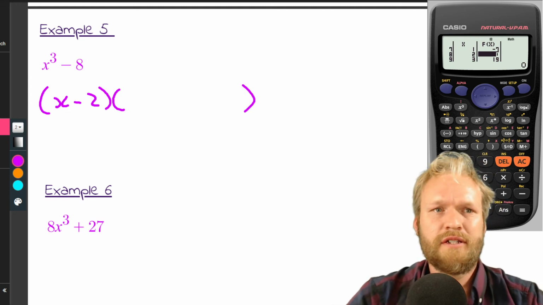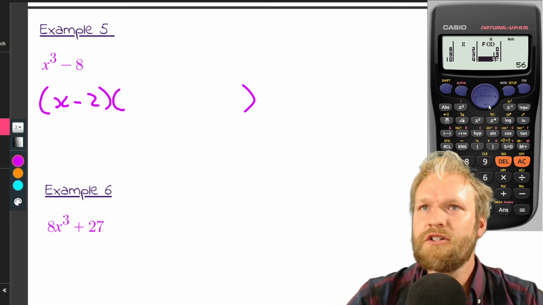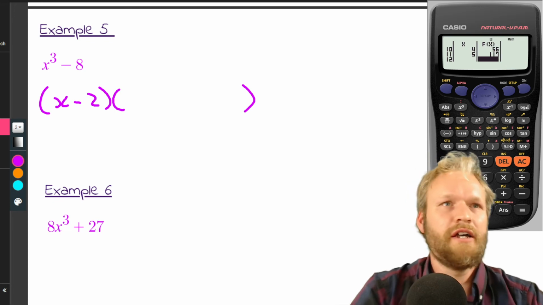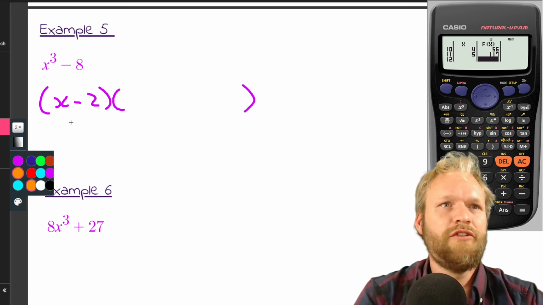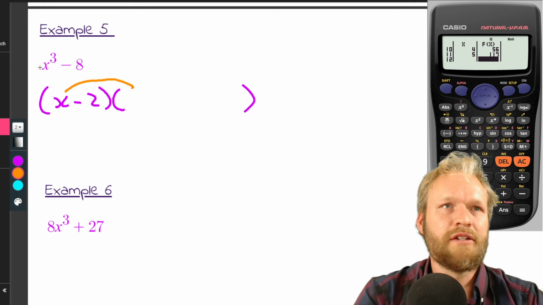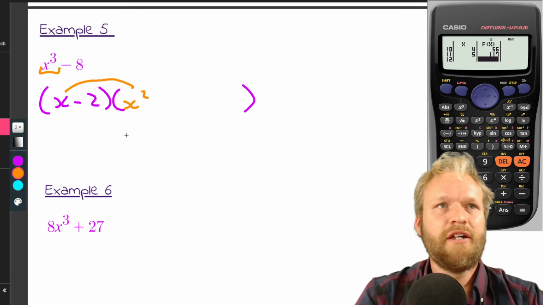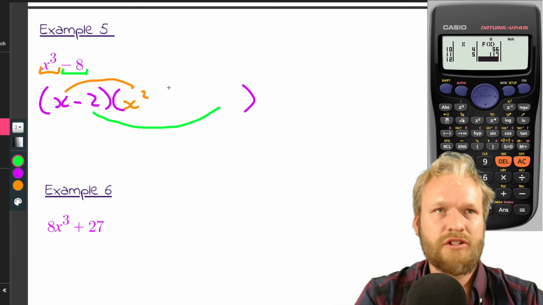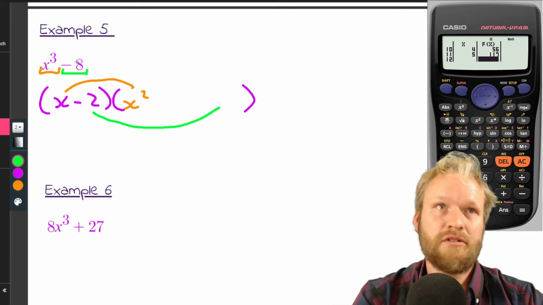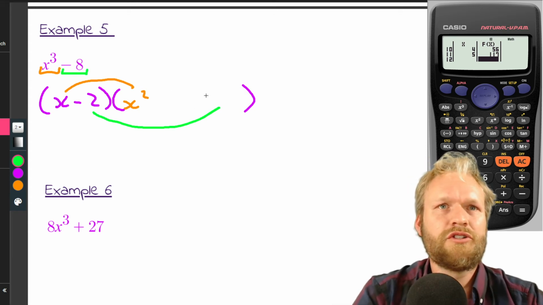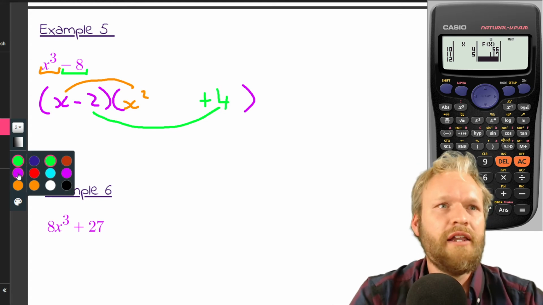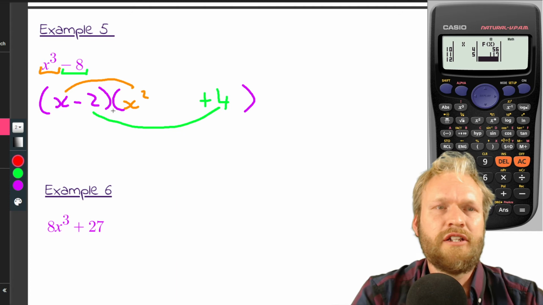Okay, let's see if the other ones come out. No, nothing over there. Okay, so let's go for it as we did before. x times something is going to give us x cubed. Well, x squared, right? x squared. And then for our last bit, minus 2 times something is going to give us our constant term. Constant times constant. So this should be a positive 4, I think. That seems to work.